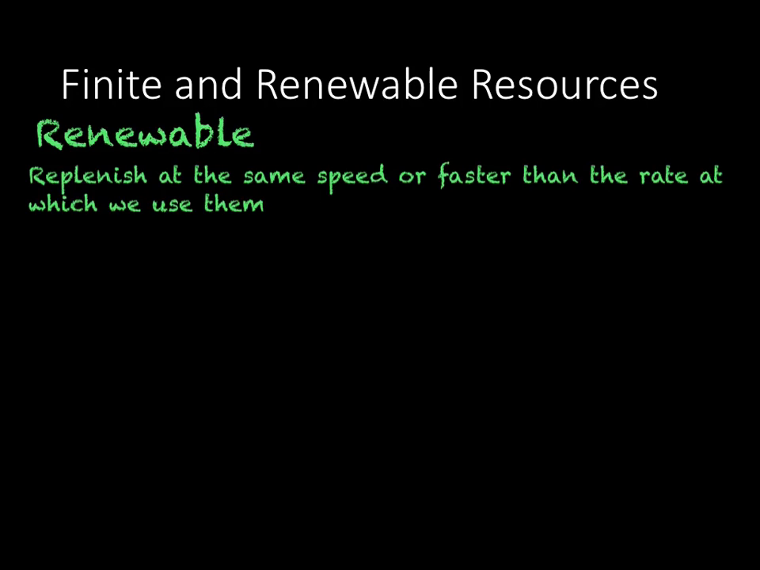All natural resources can be placed into two categories. These are finite and renewable resources. A renewable resource reforms at a similar rate to or faster than we use them. Because of this, we can continually use renewable resources.